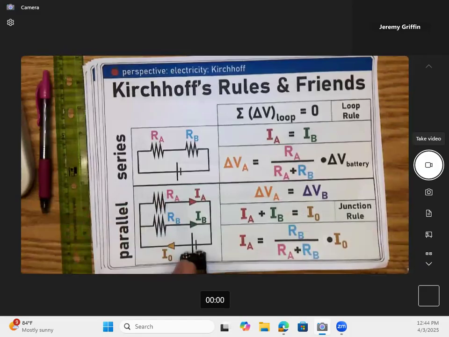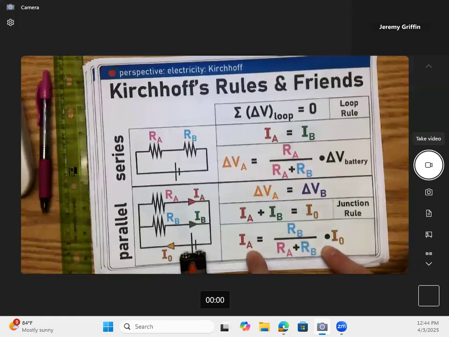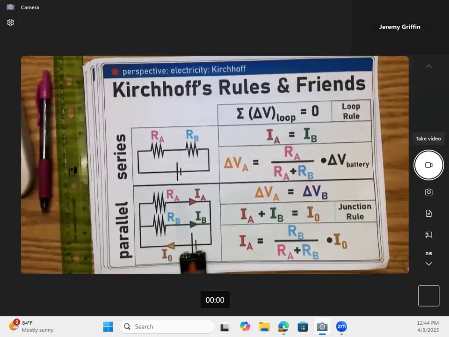Okay. You guys, where does most of the current go? Does most of the current go through the smaller resistor or the larger resistor? More current goes through the path of least resistance. More current goes through the smaller resistor. That's what this fraction says down here. Here, let's put some numbers to this, because I did this one verbally, but let's put some numbers.